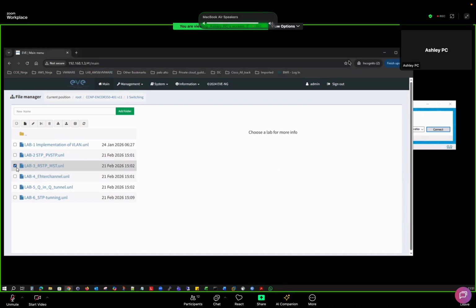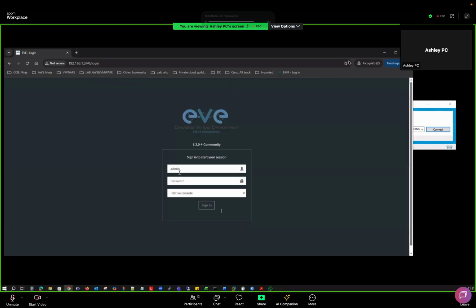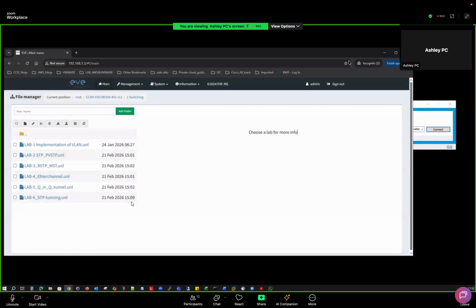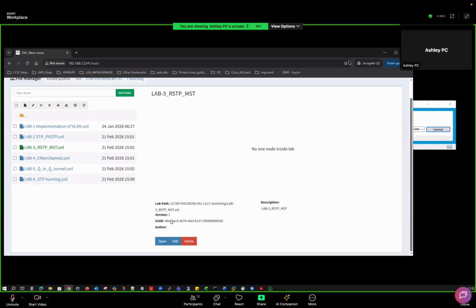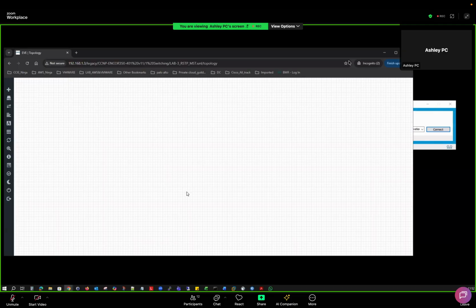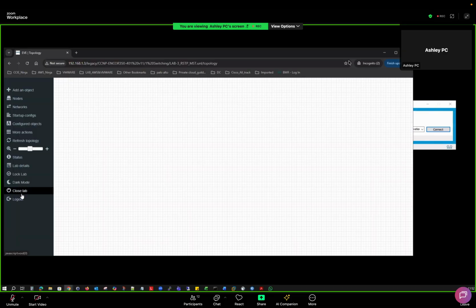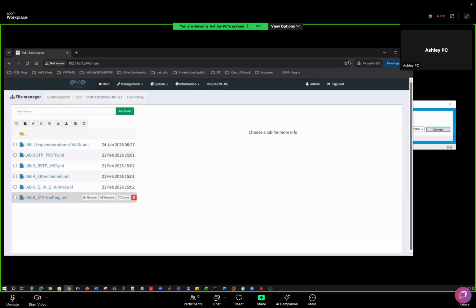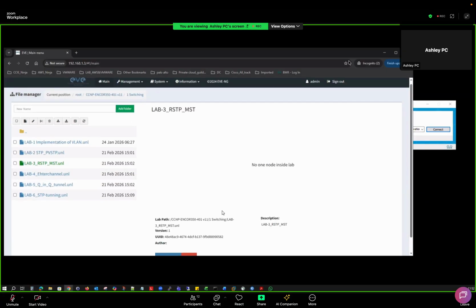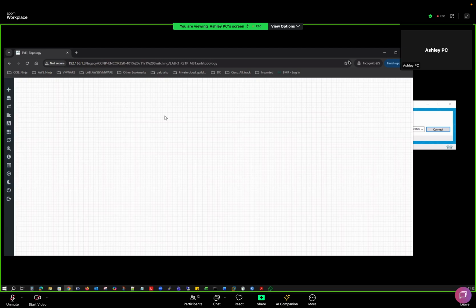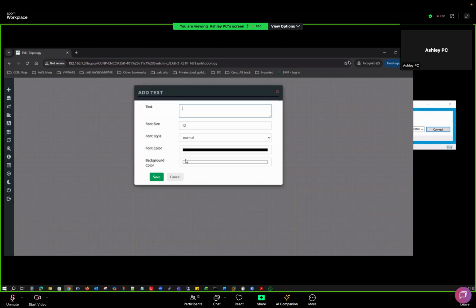Now we are going to start lab 3. Go to your lab 3, lab 3 RSTP. We are going to start that one. So we have a topology that is called university.